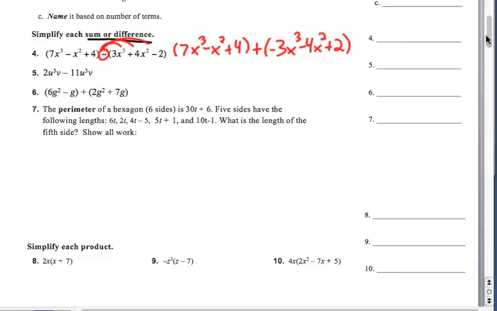After distributing that negative, now I'm going to dive in to combining the like terms. 7x cubed minus 3x cubed. Remember, I just subtract the coefficients, and at this point, the exponent doesn't change. Negative 1x squared minus 4 more x squared is going to be a negative 5x squared. And then 4 plus 2 gives me 6.